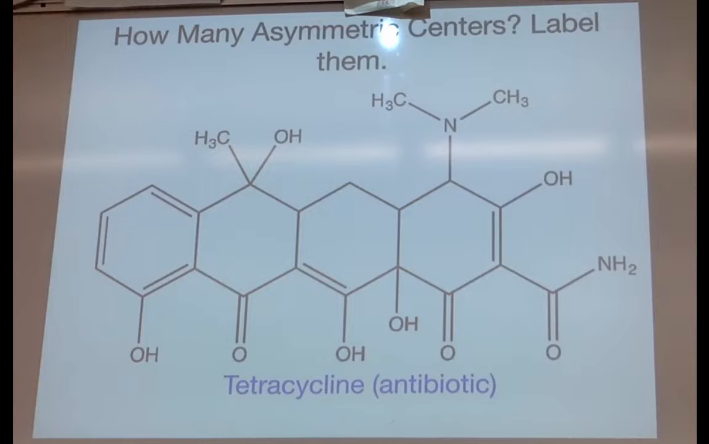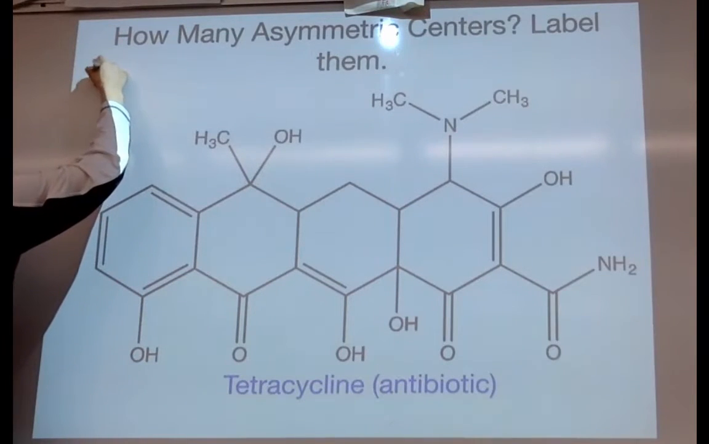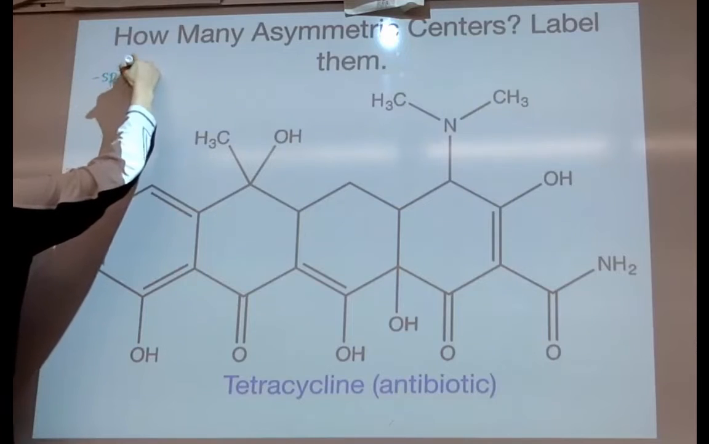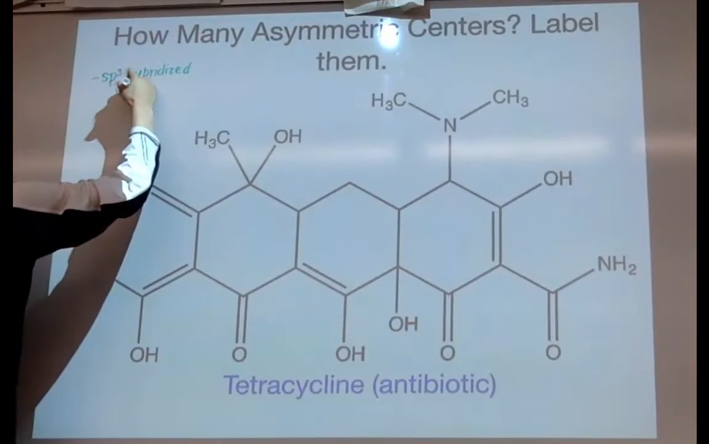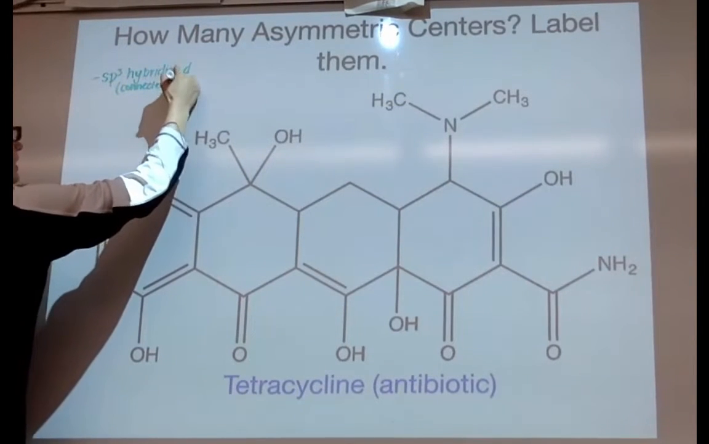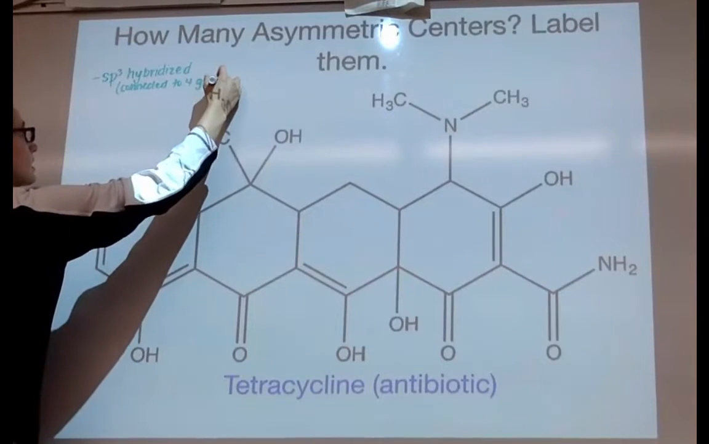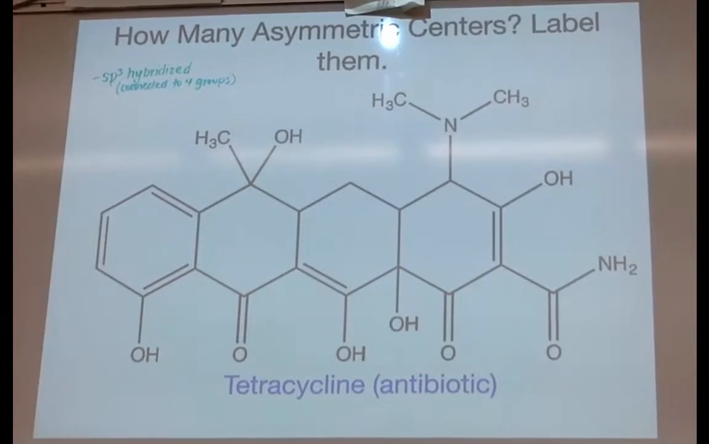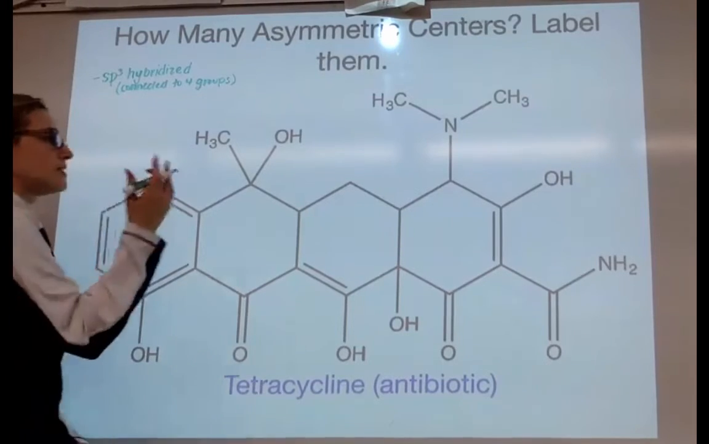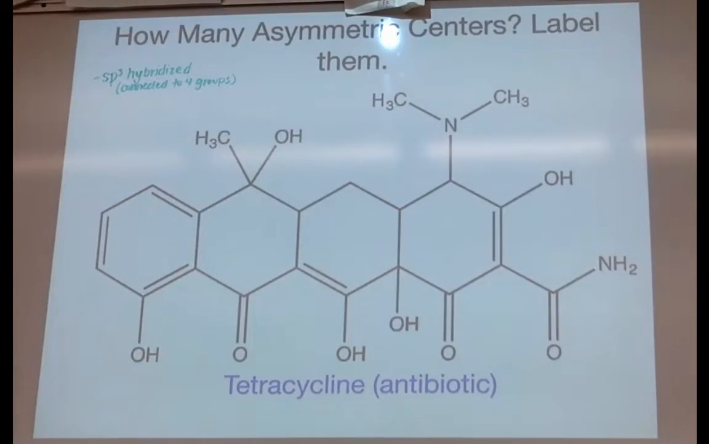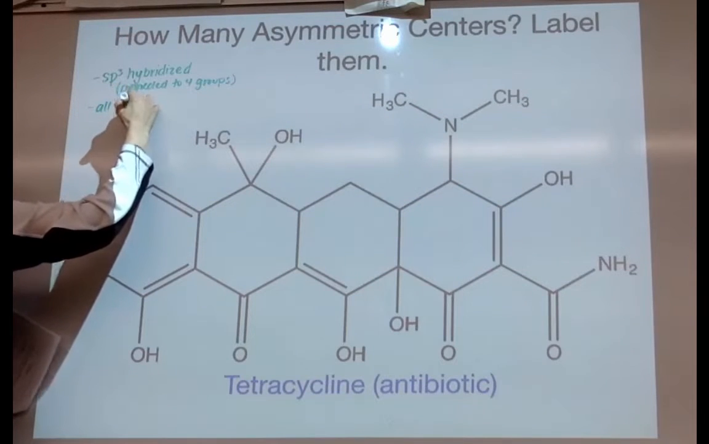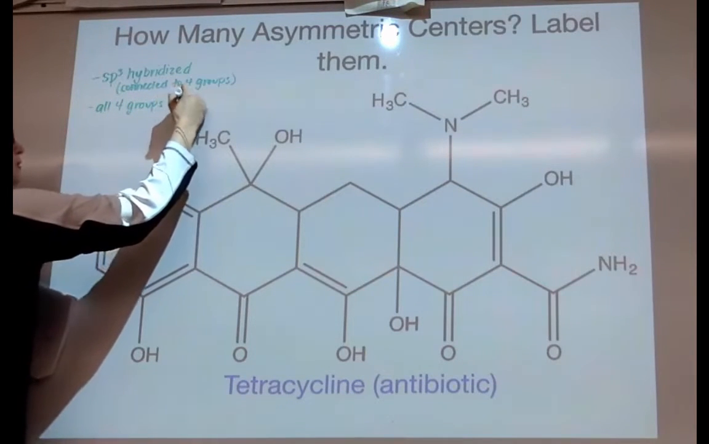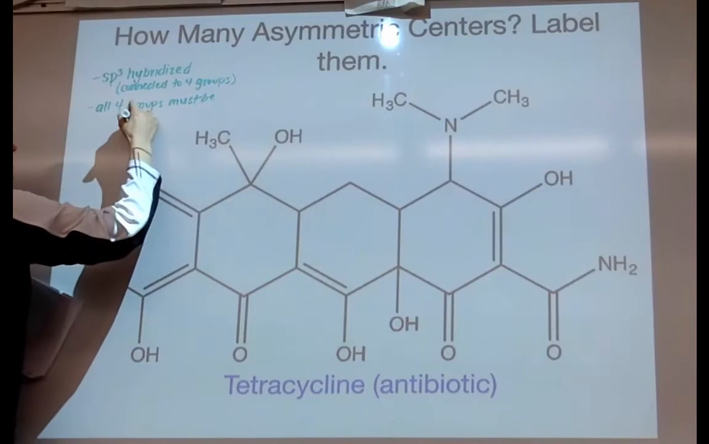With identifying chiral centers, some things I want you to keep in mind. It must be sp3 hybridized. Now you say, okay, what does that mean? It means it must be connected to 4 groups. The reason that's important is that any of these carbons that have a double bond are not sp3 hybridized. They cannot be chiral centers. And then all 4 groups must be different.